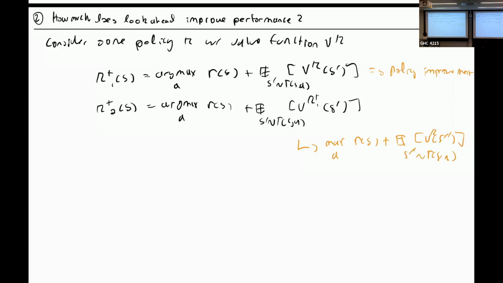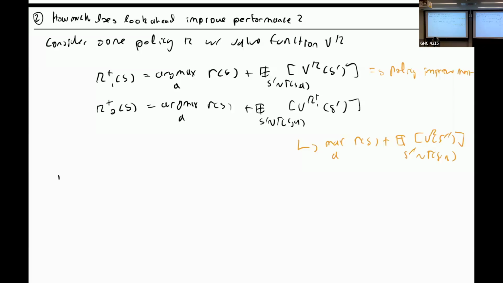I think Stephen mentioned this in his lecture. Does anybody remember how we proved that this process, even though it's a local improvement, actually leads to a global improvement in terms of performance? A performance difference lemma? Yes, okay, exactly. So I'm gonna write that out just so we're all on the same page.